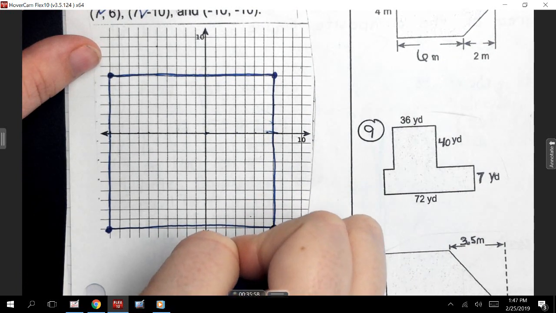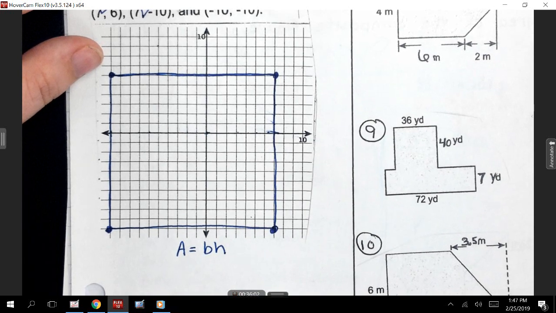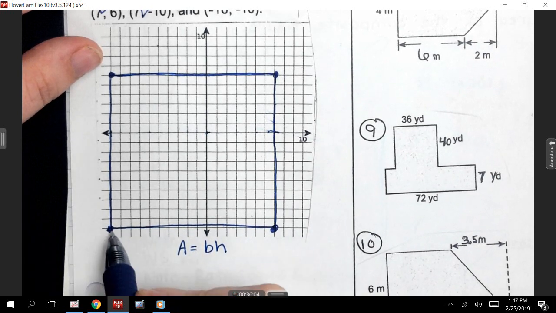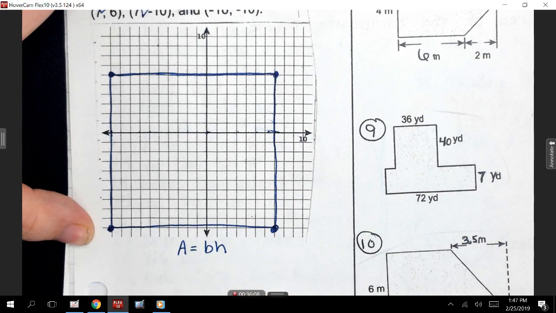A equals BH. Since it said parallelogram, we are going to use that BH, even though it kind of looks like a square or a rectangle. All right, so for my base, I'm going to start at the bottom. I'm going to start at one corner. I'm going to count over. Now, guys, when I count over, I'm going to mark it.